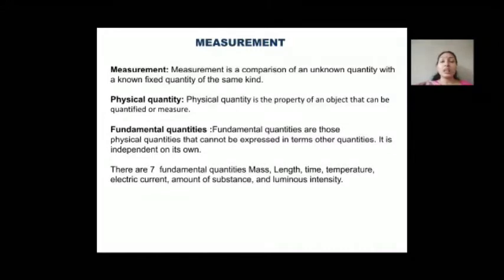So these 7 fundamental quantities never take the help of other quantities to derive them. If we take other quantities like speed, velocity, momentum, these all need 2 or 3 fundamental quantities to derive them. That's why they are called derived quantities.